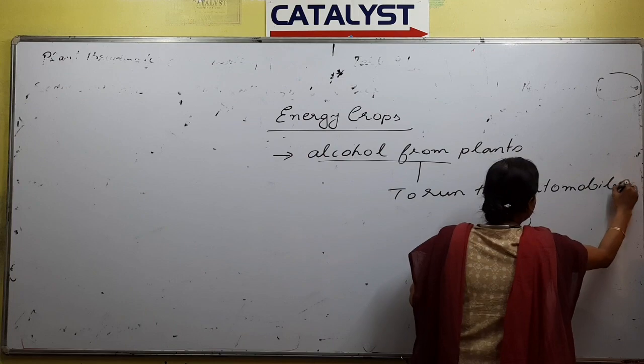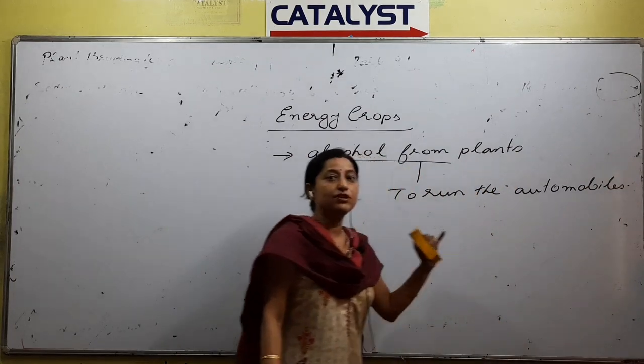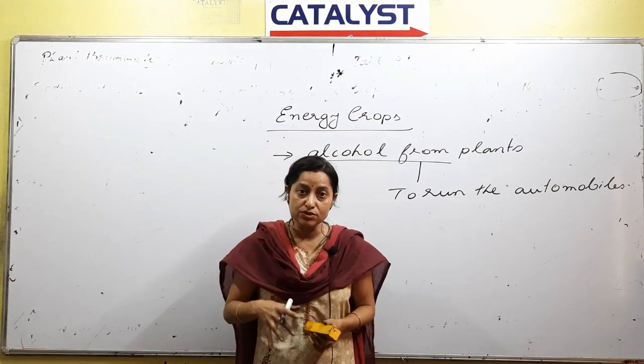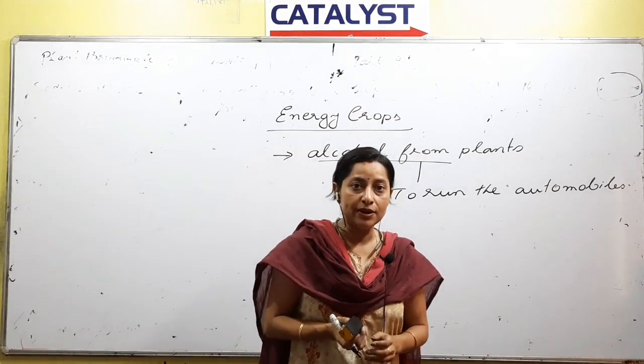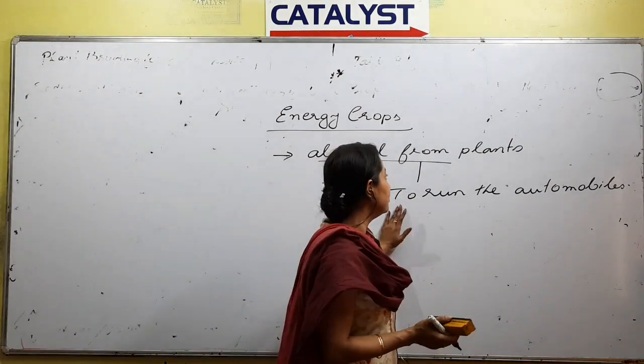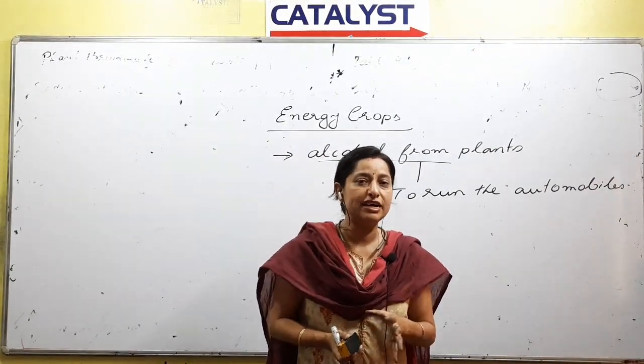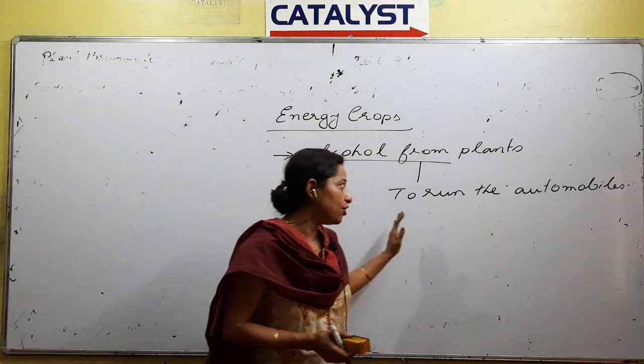right? Petrol, diesel, we use them, but if we can use or extract certain types of products from plants, this is what is called energy crops. You get those types of energy or products from certain types of plants. What they are trying is to run the automobiles with alcohol.